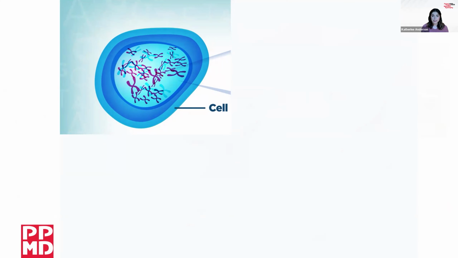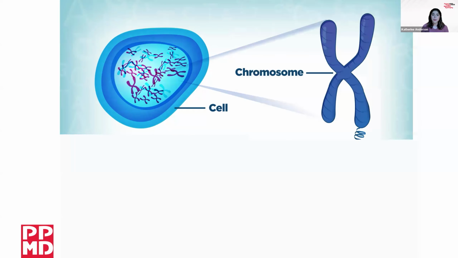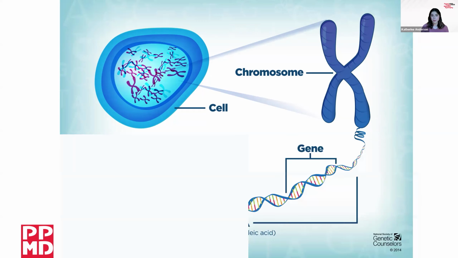In the middle of a cell is housed all of our DNA in structures called chromosomes. Everyone has 23 pairs of chromosomes, and each pair contains different parts of our DNA's instructions. A chromosome is just a really tightly coiled bundle of DNA, which you can see unraveled here.